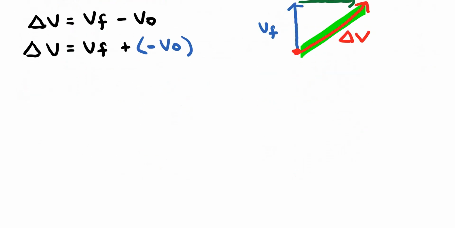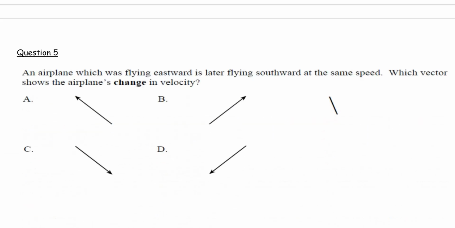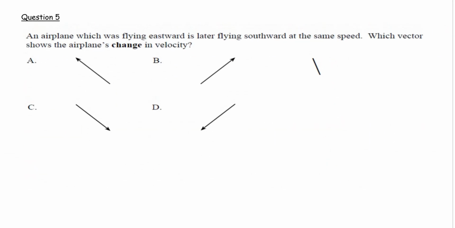Okay, let's move on to question number 5 now. I believe question number 5 is a very similar problem. We just changed the direction of the vectors. We have an airplane again, which is flying eastward. Eastward technically means you are going to the right. So this is your initial velocity vector. Sometime later, we're flying southward at the same speed. Southward is now going down. So this is your final velocity vector.